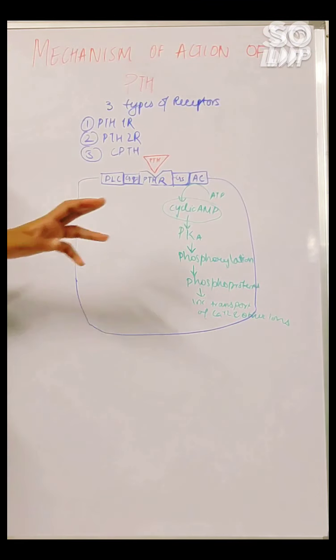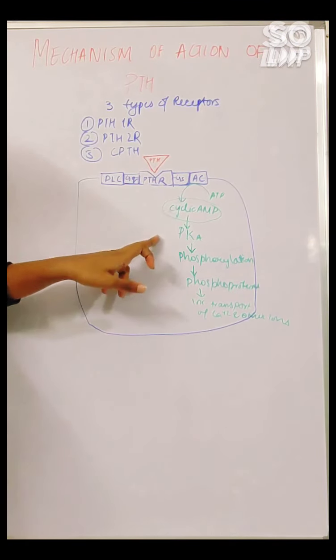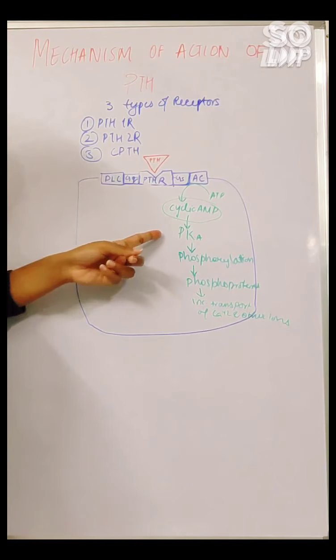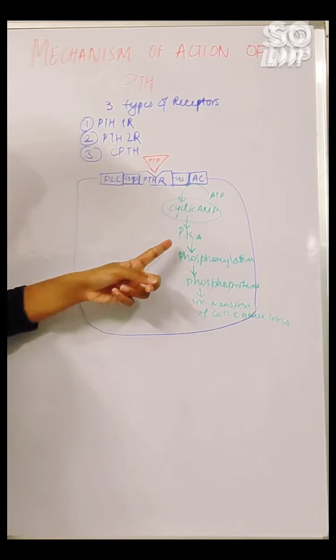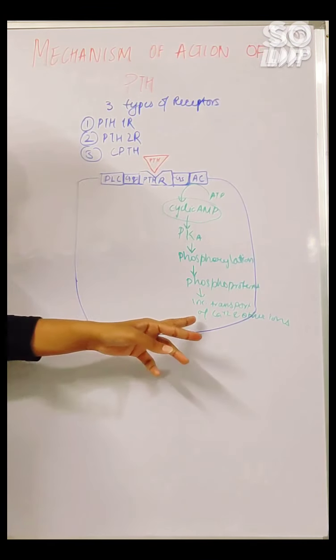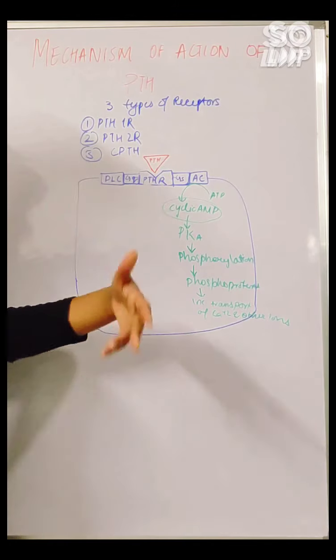When this gets activated, cyclic AMP is released, which will activate protein kinase A. This will cause phosphorylation of intracellular proteins. Then phosphoproteins will be formed. These phosphoproteins will increase the transportation of calcium ions and the other ions.